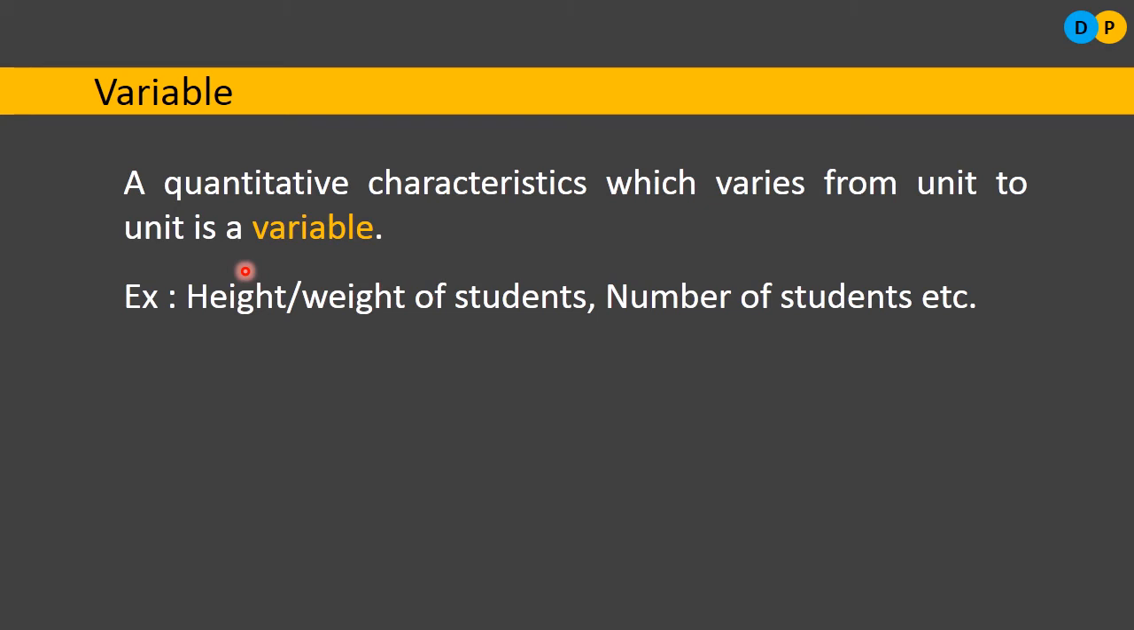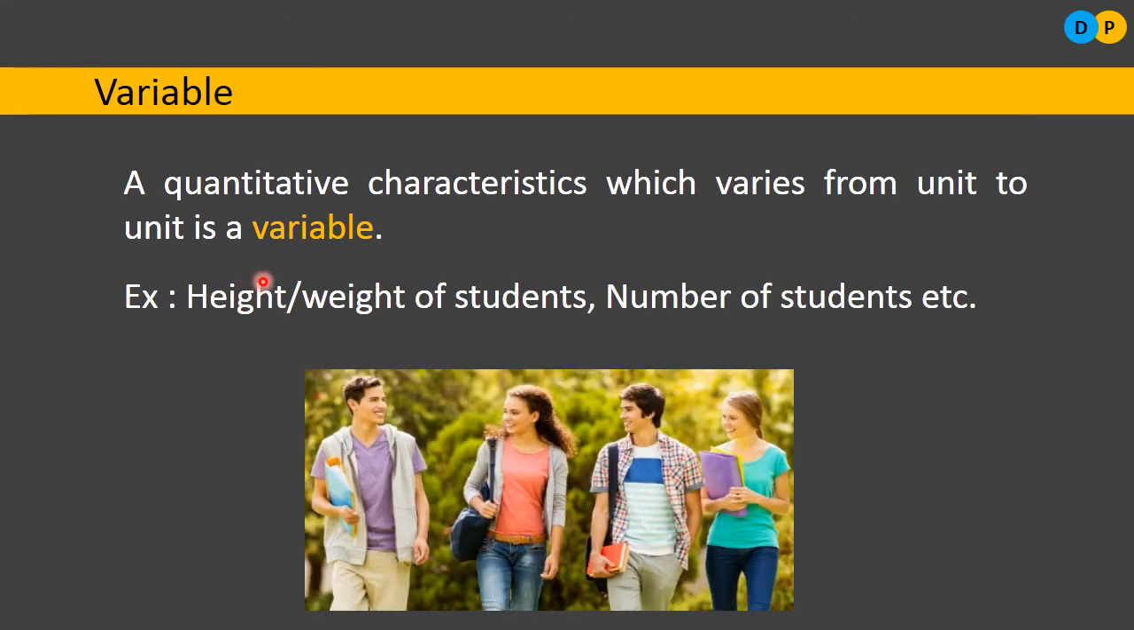Next, number of students in a classroom. The number of students in the first classroom may be, let us say, 10. In another classroom maybe 20, maybe 100. So it also varies. So this is a variable. You can measure the height and weight of particular students, or the number of students in a particular classroom. Such a characteristic is referred to as a variable. A quantitative characteristic which varies from unit to unit is referred to as a variable.